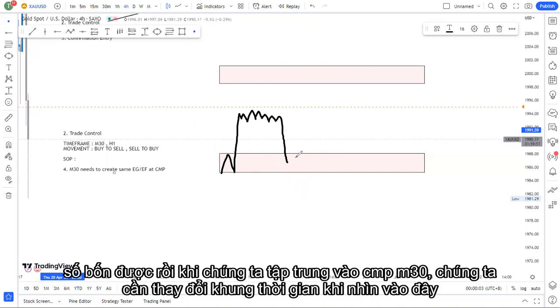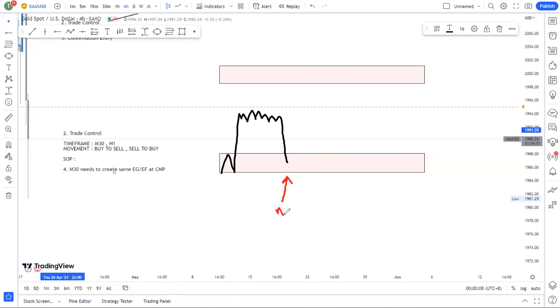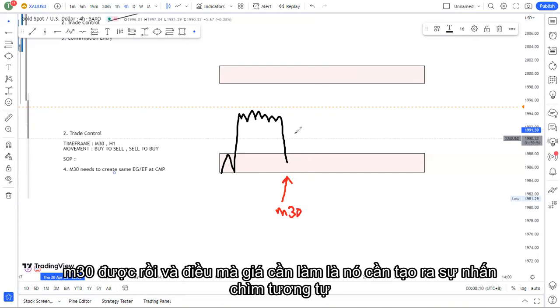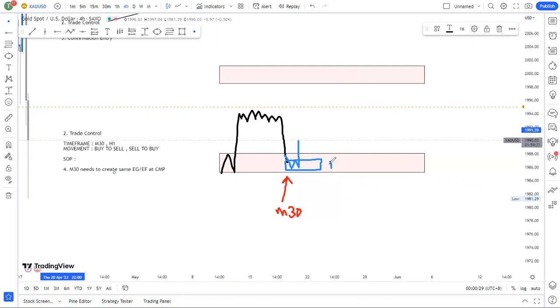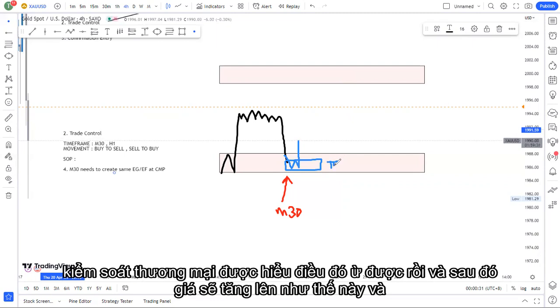When we focus on CMP, we need to change the time frame to M30. What the price needs to do is create the same engulfing, which is engulfing buy, on M30. And if it creates this engulfing buy on M30, this is what we call trade control. Understand it? Okay.